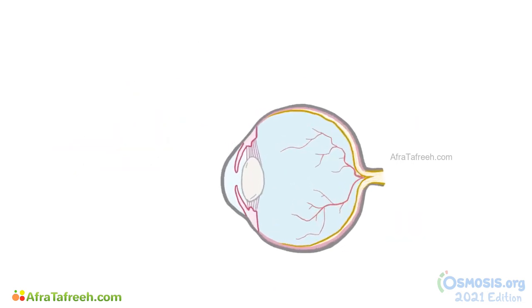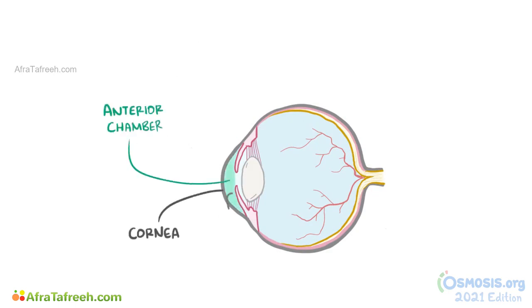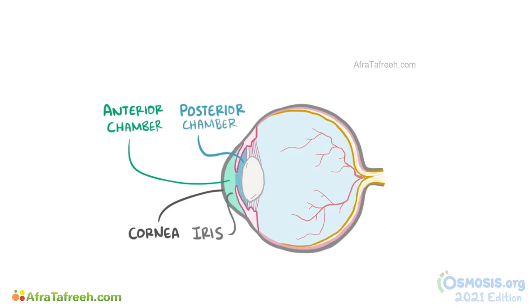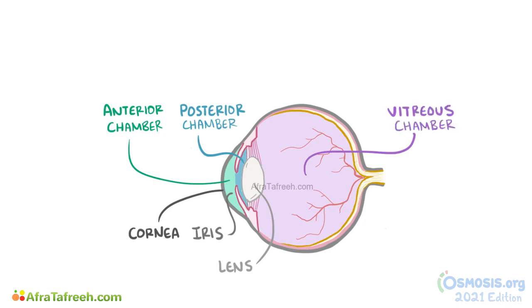Taking a closer look at this cross-section of the eye, you can see that it's split up into different chambers. The anterior chamber includes the area from the cornea to the iris. The posterior chamber is this really narrow space between the iris and the lens. And then this larger vitreous chamber includes the space between the lens and the back of the eye.